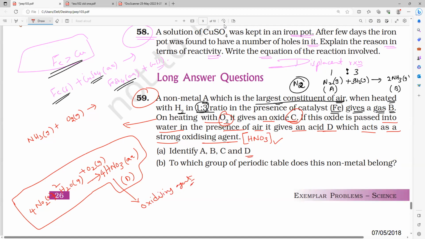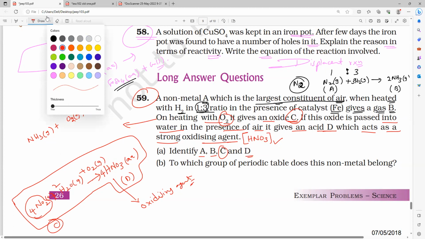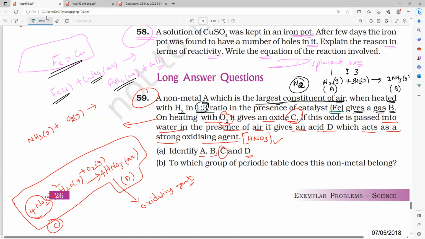At least I can identify D and A and B. C I don't know. So what is C actually? Nitrogen dioxide. But the complication here, such a twisting question. They are saying in the presence of catalyst iron it gives a gas B. This, on heating with O2, gives an oxide C. But this oxide will never come directly. Do you understand, Harish?